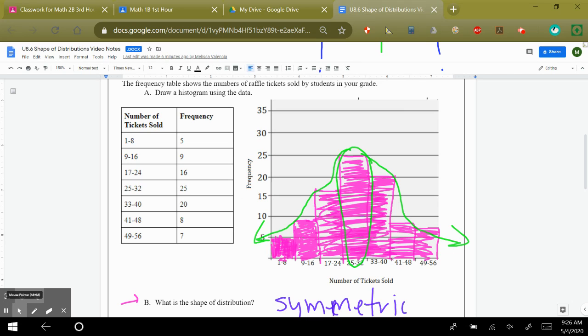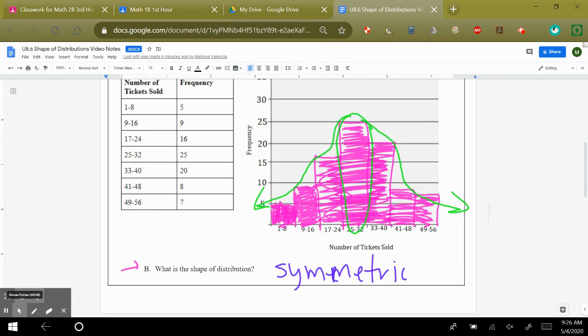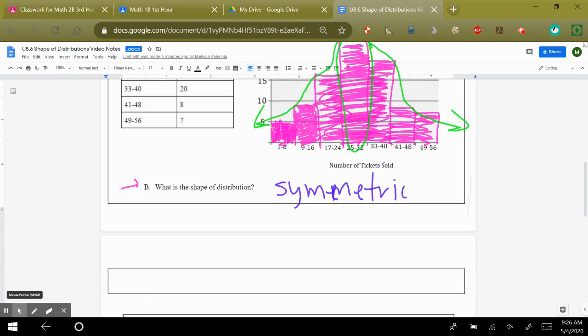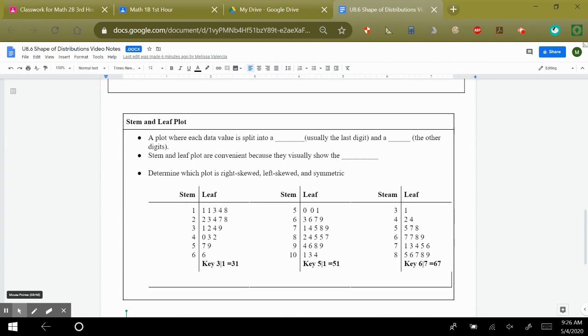So that's my shape, pretty balanced. It doesn't have to be perfect, but if it looks like most of the data is not just clumped on the left or clumped on the right, you're probably going to have a symmetric distribution.